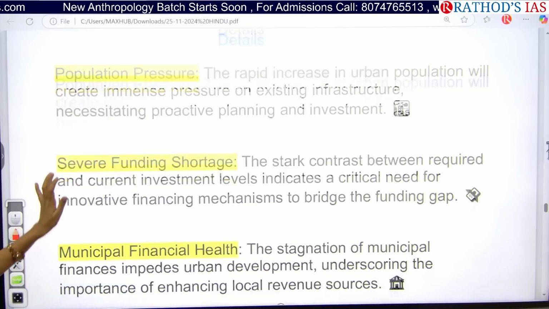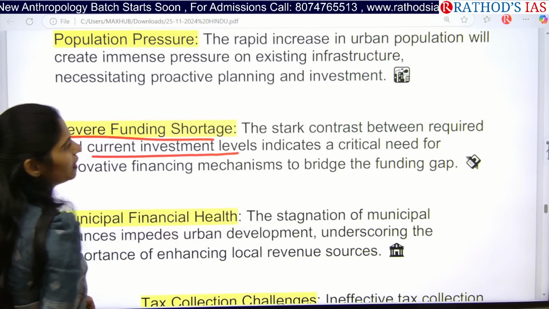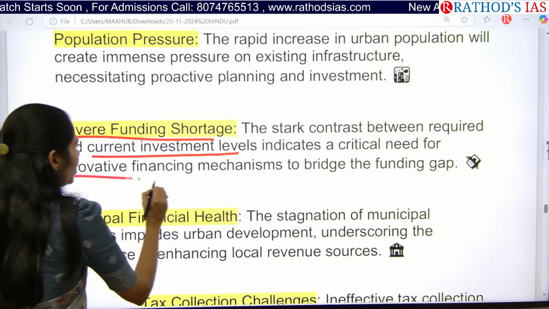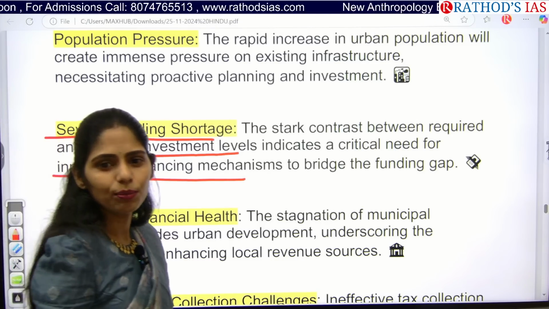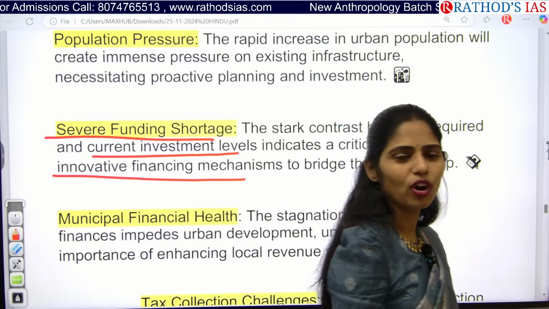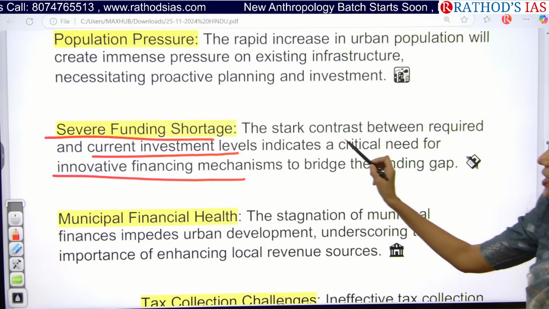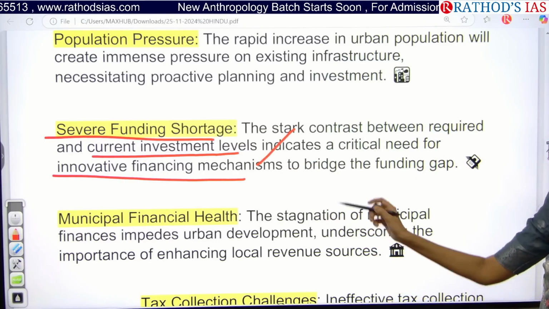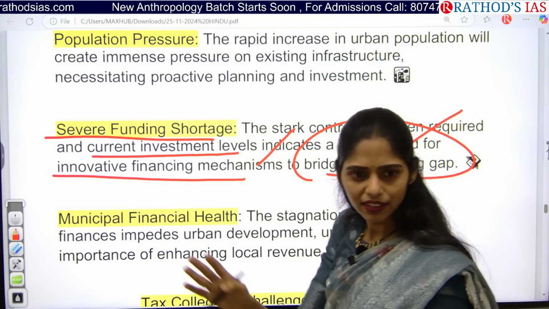And the next one here is that we have a shortage of funds. Whatever the current investment level is, it is very less. That is just 1.3 lakh crore per year on infrastructure. And we have to come up with innovative financing mechanisms. So does our government have these funds to improve the infrastructure? No. Then what can be done? We can attract private investments. So in these innovative financing mechanisms, we have to focus on private investment so that we can bridge the funding gap which is present.